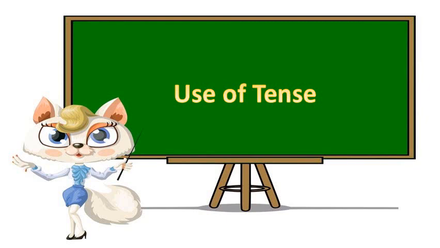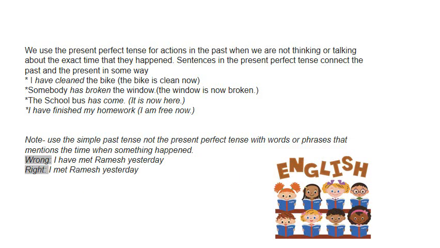Now we will learn use of tense. We use the present perfect tense for actions in the past when we are not thinking or talking about the exact time that they happened. Sentences in the present perfect tense connect the past and the present in some way.